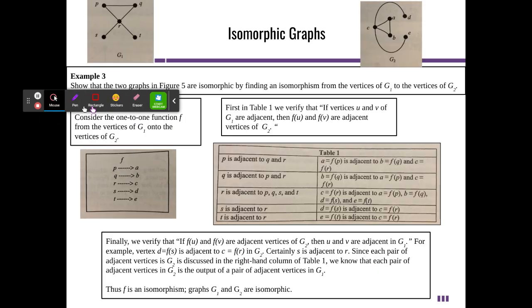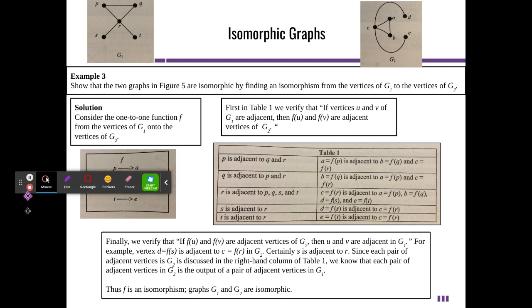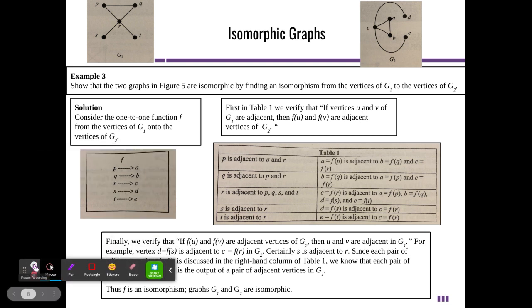All right, then we have one last little thing to take a look at here. This slide is basically just an explanation of what I just walked through in that previous example to show the isomorphism. They show you how, instead of digging through with arrows like I did, they go through here and create a table.